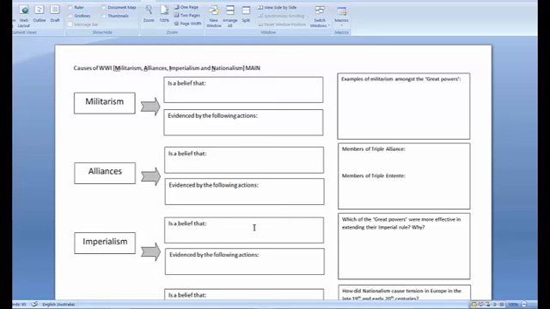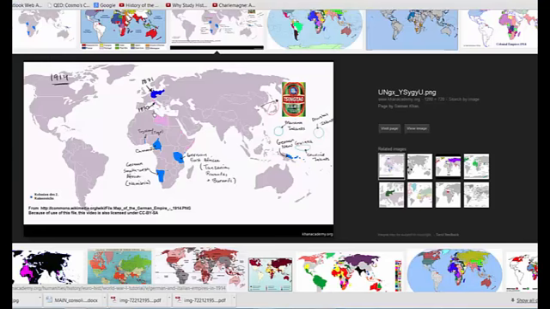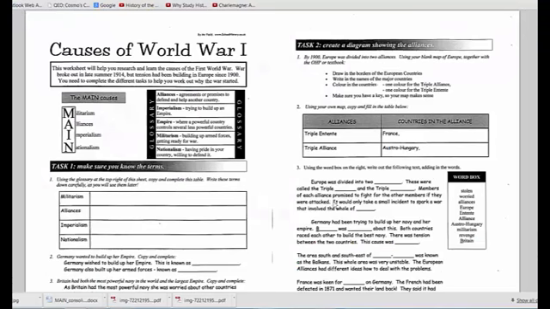Can you please fill in imperialism? It's a belief that you need to fill that in. If you need help, remember, you can go back to this sheet here. And imperialism here is defined as trying to build up an empire. You need to think about why would someone want to build up an empire, particularly if they felt threatened. Why would they want to do that? Okay?